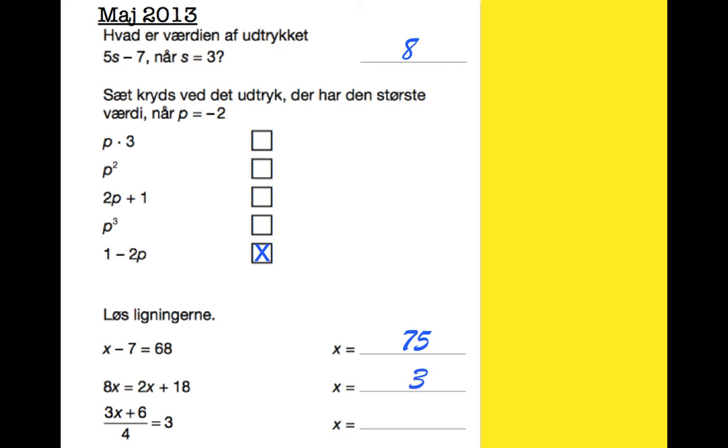And then the next one, 3x plus 6, all divided by 4, equals 3. So I'm going to try and get rid of the fraction and multiply everything by 4. And if I do that, we just get the top bit of the fraction, 3x plus 6. And then on the right-hand side, 3 times 4 is 12. So we've got 3x plus 6 is 12. Take away 6 from both sides, 3x equals 6. And divide by 3 to get x equals 2.